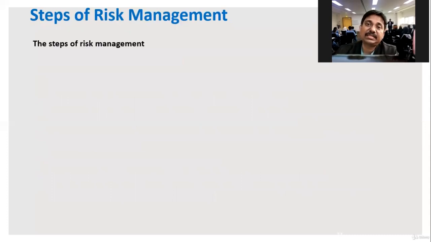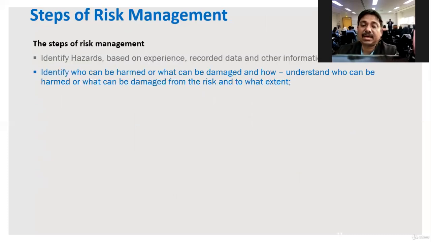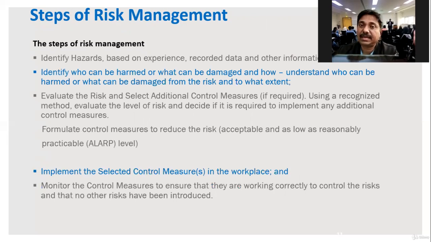Now we will go on to understand the steps of risk assessment. There are 5 identified steps in any risk assessment. First, identify hazards based on experience, recorded data, and other information. Identify who can be harmed or what can be damaged and how. Understand who can be harmed or what can be damaged from the risk and to what extent.